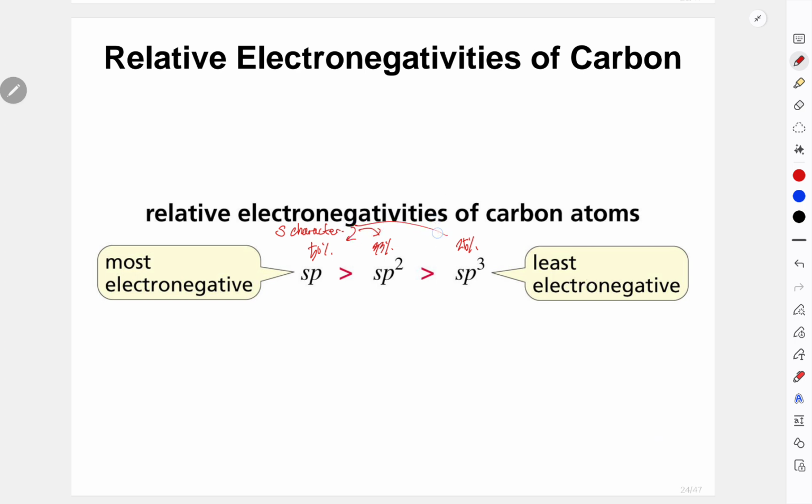Because you have more s character, the distance between the nucleus gets smaller. So you have more of the fold type structure, and this will lead to higher electronegativity. As a result, the pKa trend will follow.